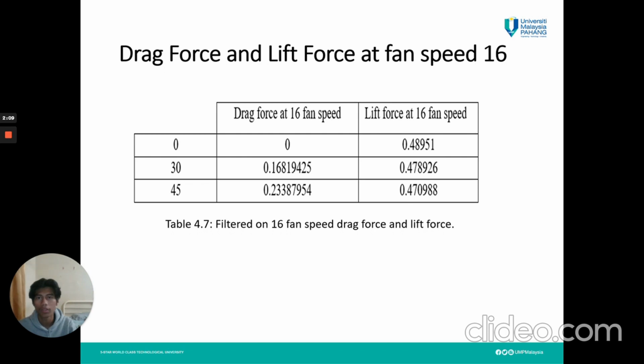Okay, for 0 degree, the lift force at 16 fan speed is 0.48951. Okay, for the 30 degree, drag force is 0.1681945, and lift force is 0.478926, and lastly for the 45 degree, drag force is 0.233879954, and lastly the lift force is 0.470988.